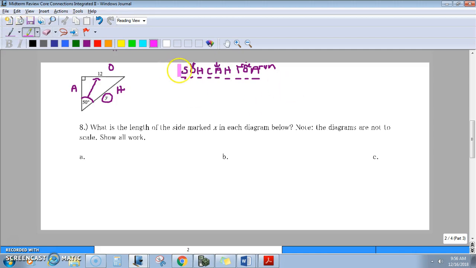But really we're breaking this up into three pieces, right? The sine, cosine, and tangent. That's what this stands for, and we call it SOHCAHTOA.